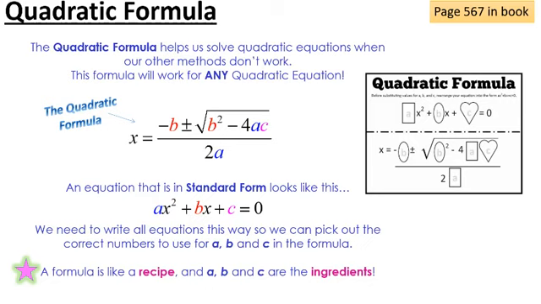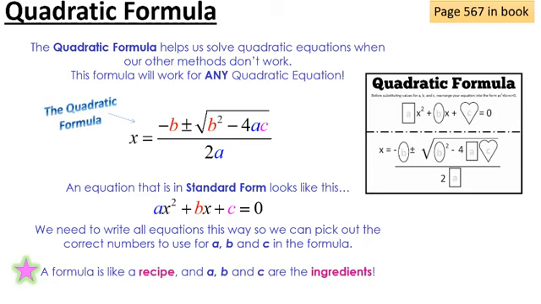The quadratic formula helps us solve quadratic equations when other methods don't work. So factoring doesn't work, completing the square, solving by square root, graphing always works. So basically, if you're doing it by hand and the other methods don't work easily or don't work at all, you can always use the quadratic formula.